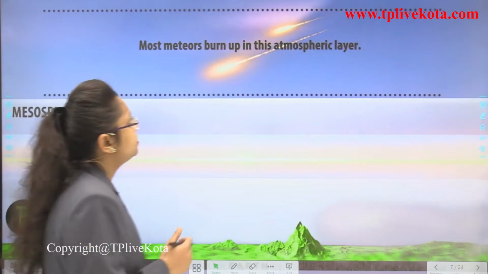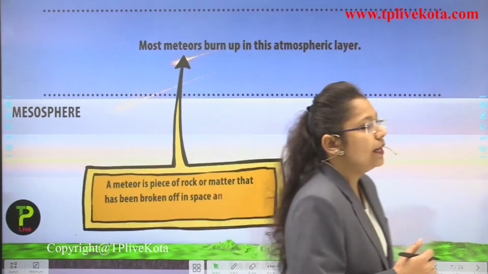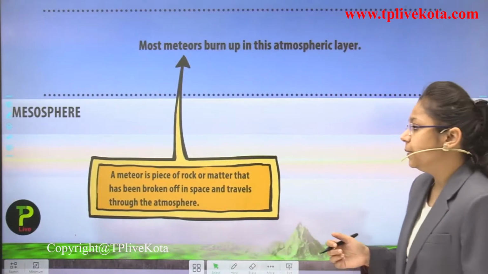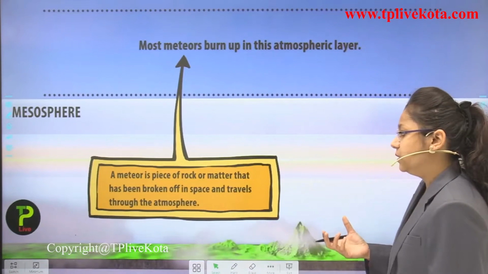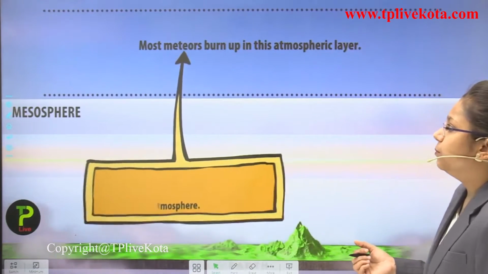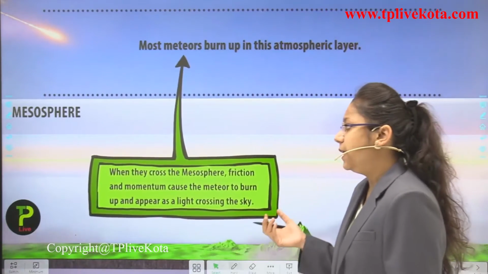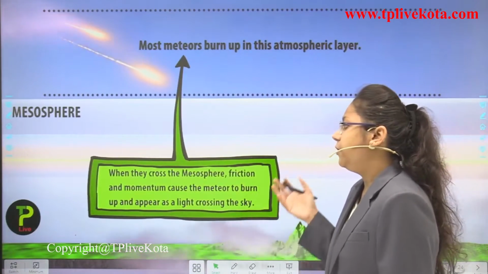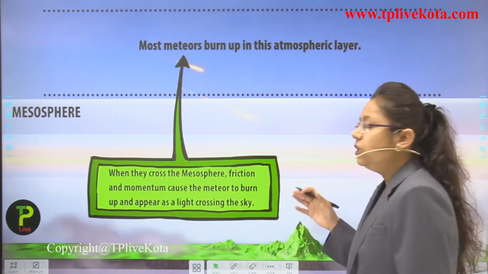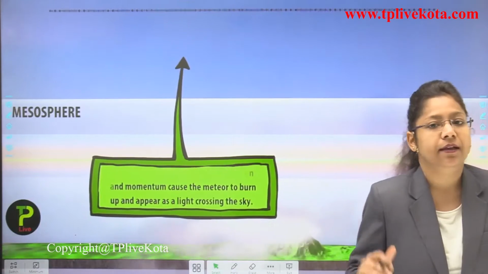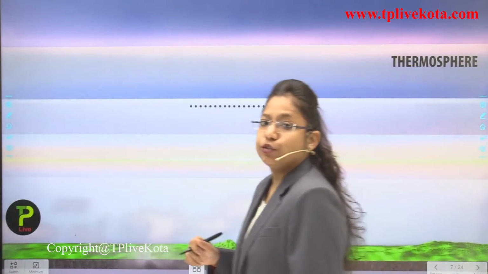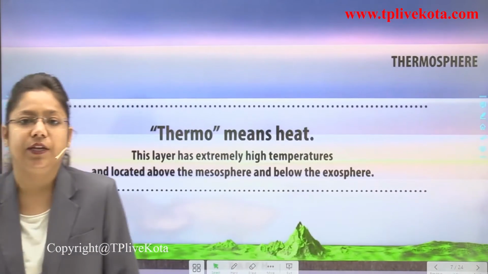Most meteors burn up in the atmospheric layers. Okay, a meteor is a piece of rock or matter that has broken off in space and travels through the atmosphere. So they burn inside it. When they cross the mesosphere, friction and momentum cause the meteor to burn up and appear as a light crossing the sky.